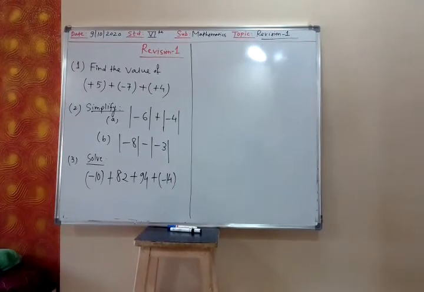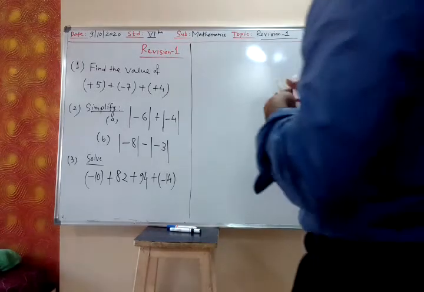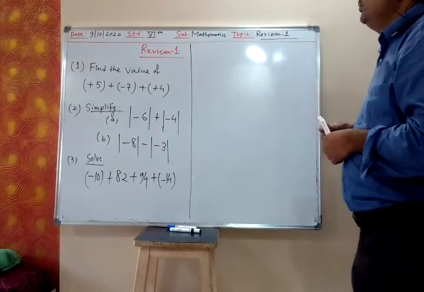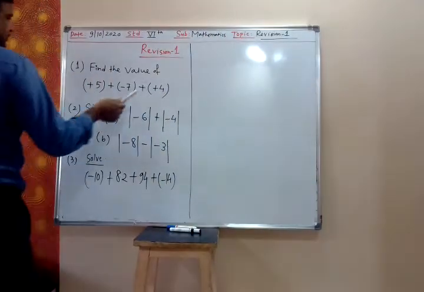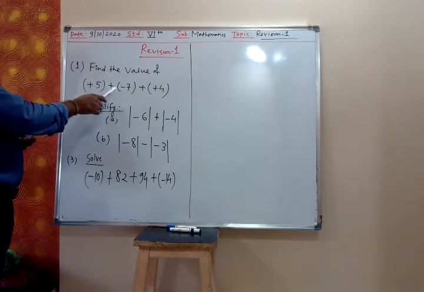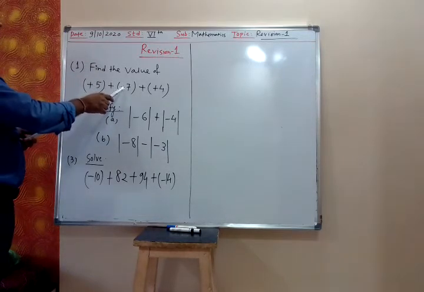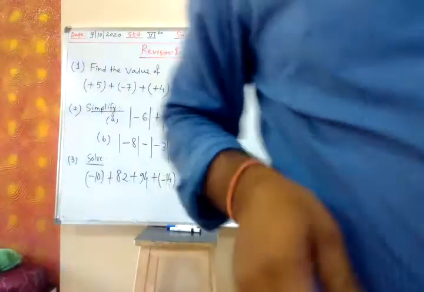Now write. Find the value of plus 5 plus bracket minus 7 plus 4. It is clear, right?